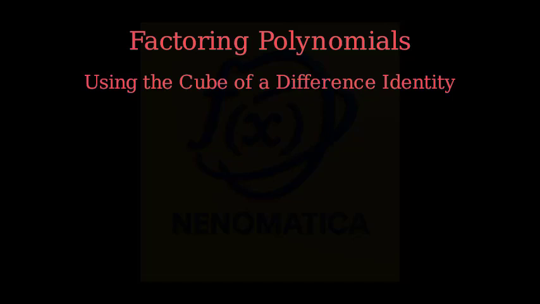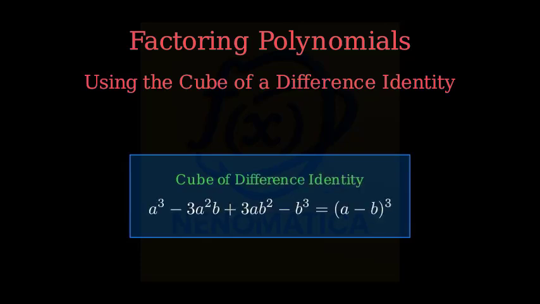The formula states that a minus b cubed equals a cubed minus 3a squared b plus 3ab squared minus b cubed. This identity is very useful for factoring certain types of expressions, as we'll see in our examples.